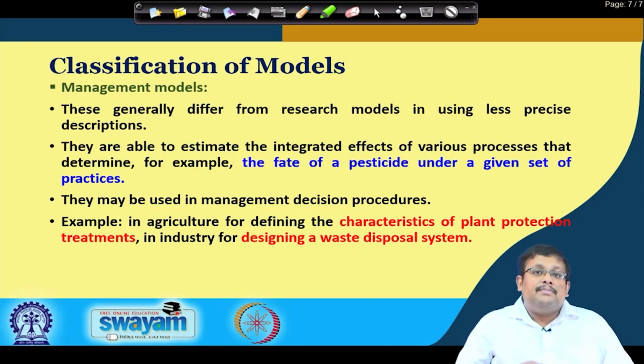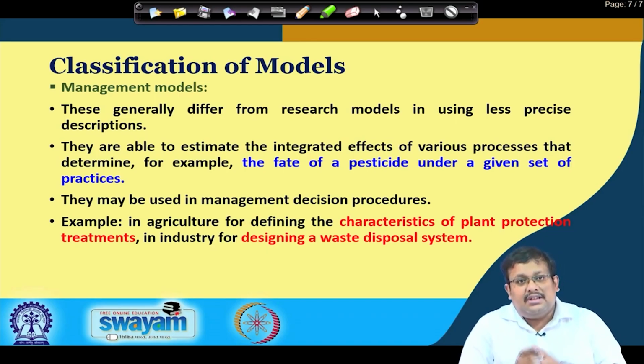Remember some of the examples. First of all, agriculture, for determining the characteristics of plant protection treatments, like the different agricultural management practices which can manage plant protection chemicals or pesticides in the soil or in the crops. Also, as far as industry is concerned, designing a waste disposal system. These all come under the management models.